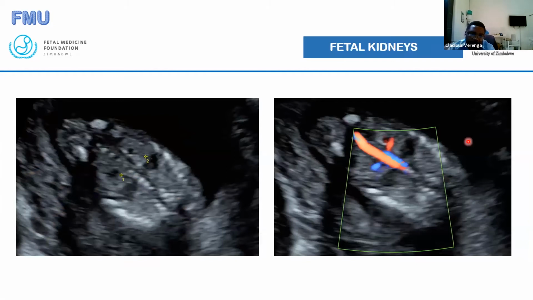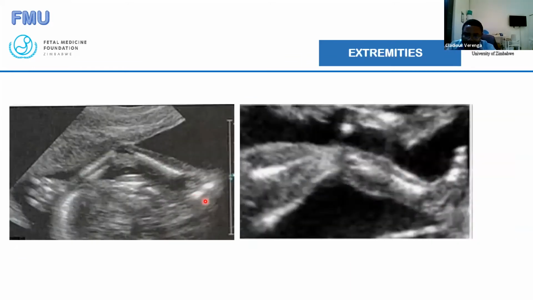Then the kidneys have to be looked at. They are easier to see in coronal plane. As you can see, these are the baby's kidneys. I know you may find it difficult to appreciate them, but these are the kidneys with the renal pelvis sharp here. And we always check the blood flow to these kidneys to just confirm that they are indeed present, especially in difficult scans.